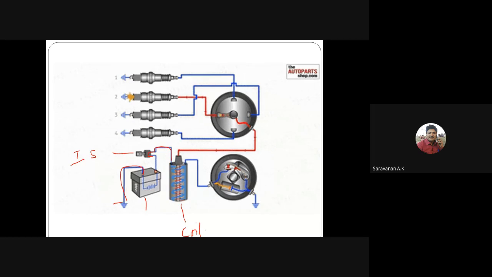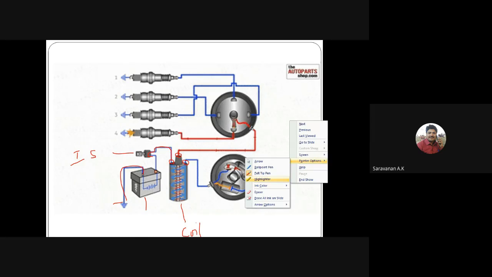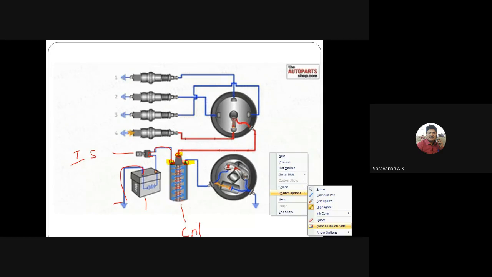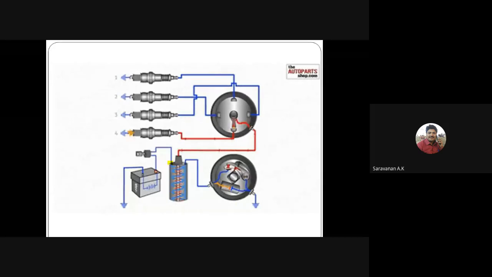In this coil we have three terminals. Here one connection, here one connection, and here one connection. Is it visible? So we can see where these connections will be connected. See here, from the ignition coil, one end is connected to the ignition switch.